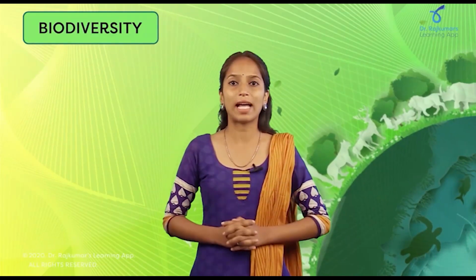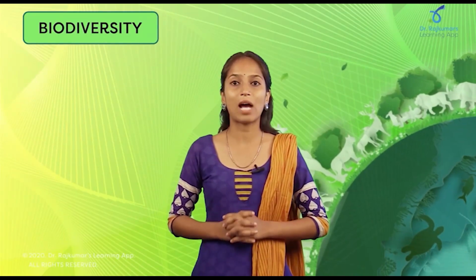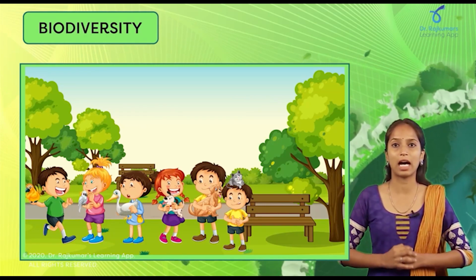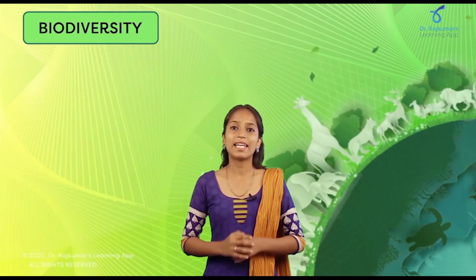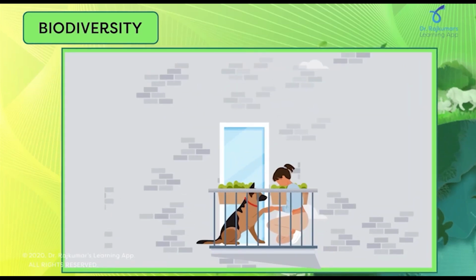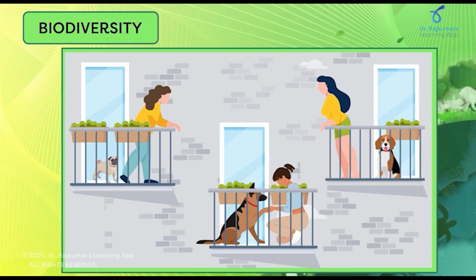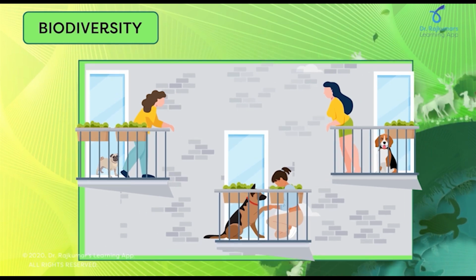Here is the clip. What is biodiversity? We shall learn it with an example. Most of us like having pet animals at our homes. Usually, pet animals are dogs, cats, or many other birds we like to keep at our houses. Considering dogs, let us say I have a German Shepherd at my home, my neighbor has a pug, and another neighbor has beagles. Collectively, we call them dogs, but we can easily differentiate between them. They are different in their size, height, and weight. So we see some variations. This is what we call diversity.